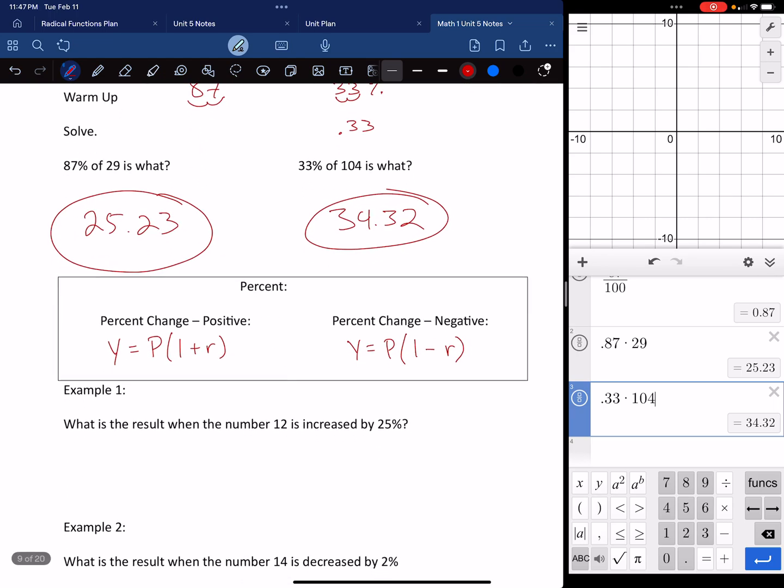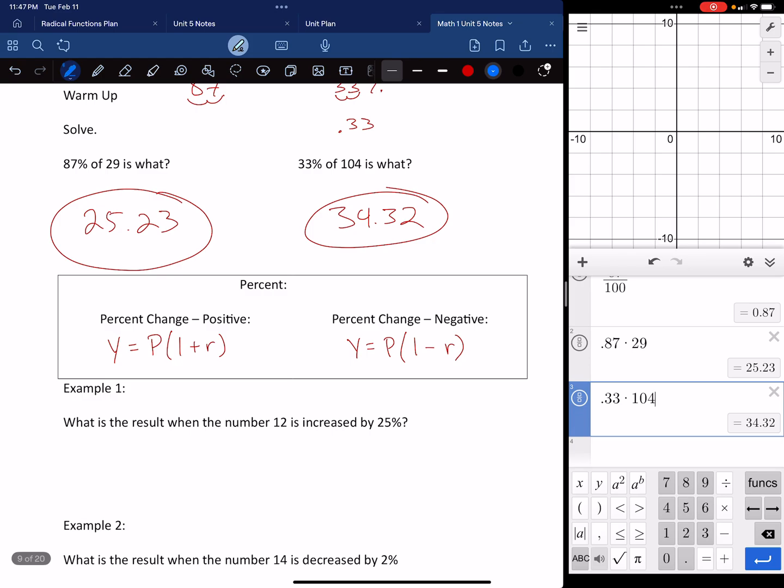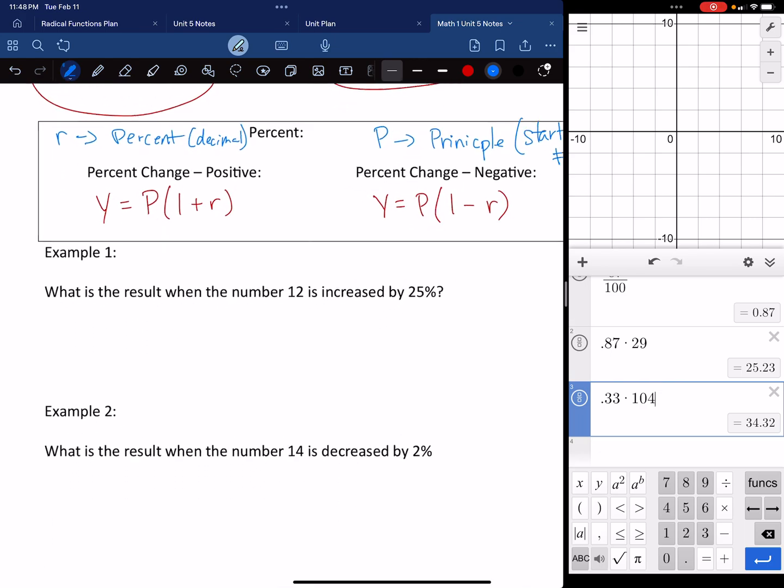R just represents our percent as a decimal. And then P represents your principal, or your starting amount, your starting number. Okay. All right. So let's go back.